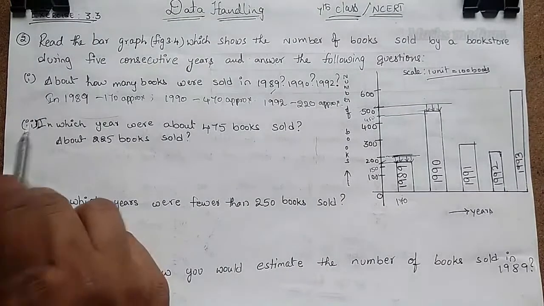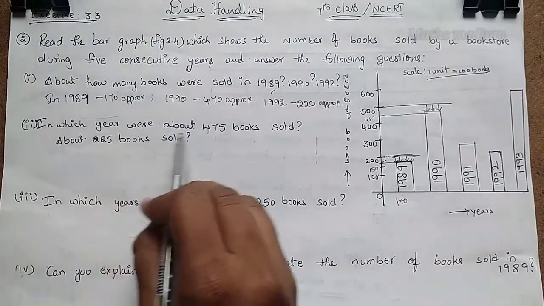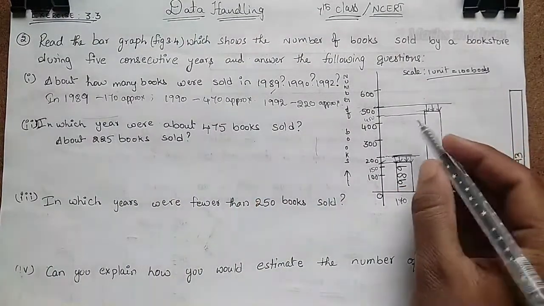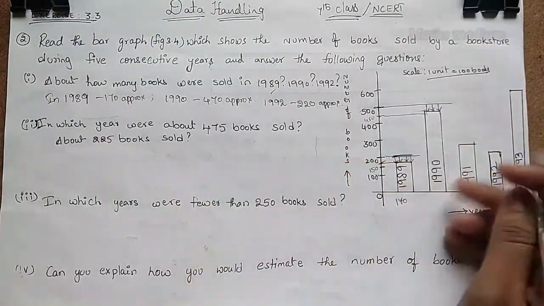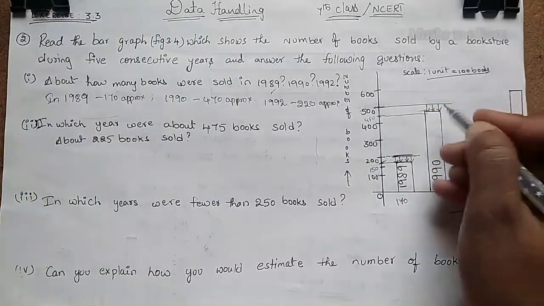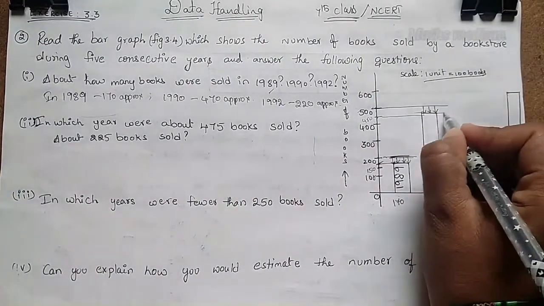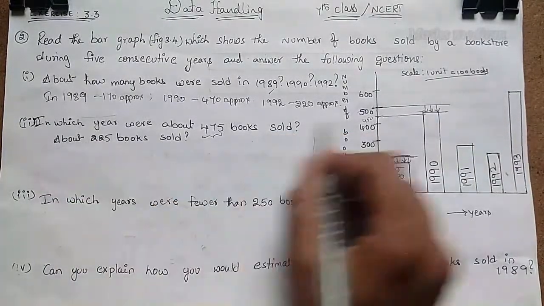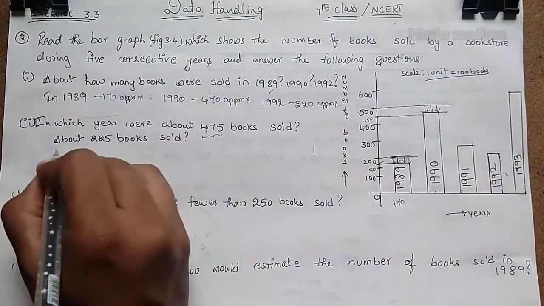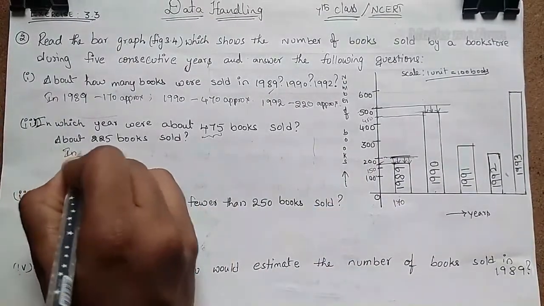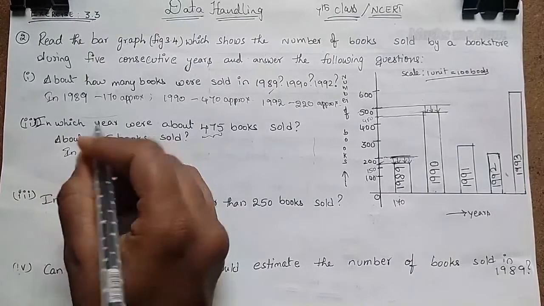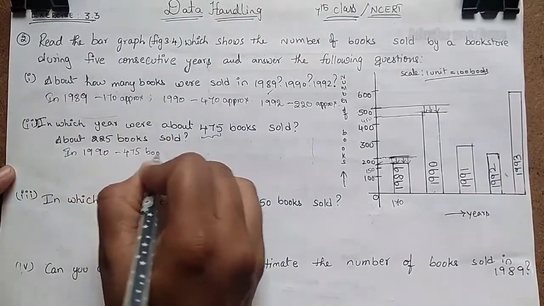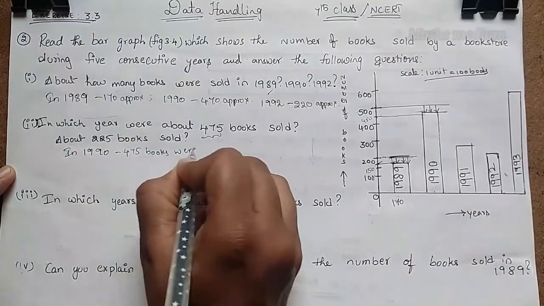Next, coming to the second question: in which year were about 475 books sold? In this bar graph, we have to check 475. It is above 450 and near 500, so 475 is nothing but 1990. So in 1990, 475 books were sold.